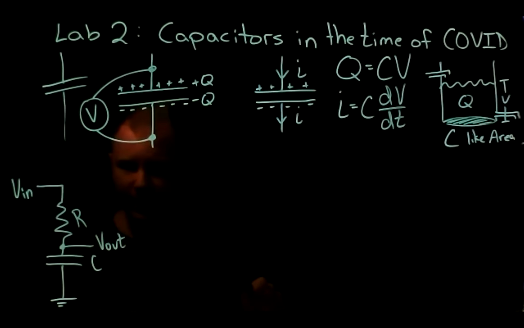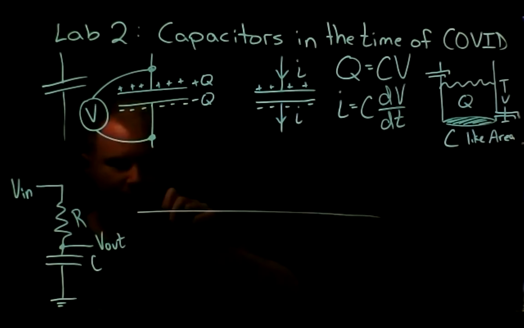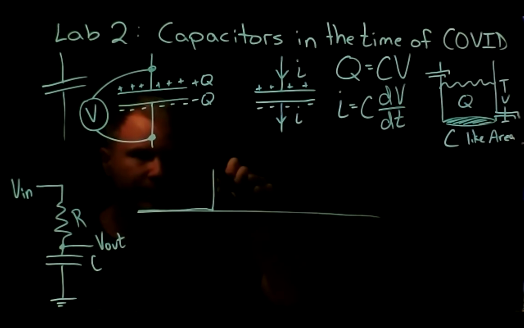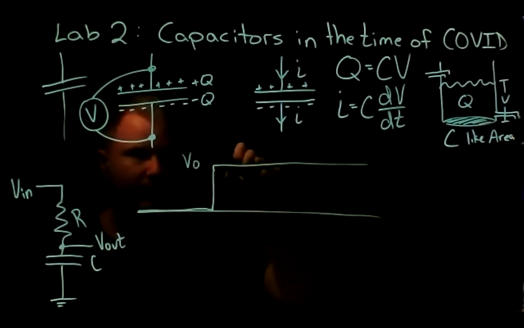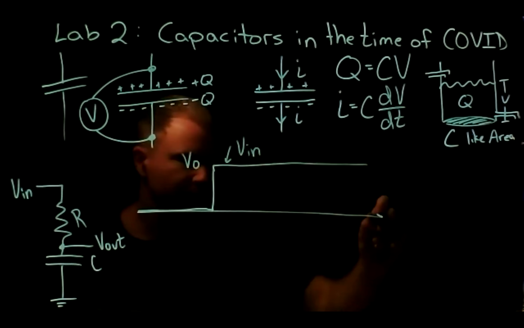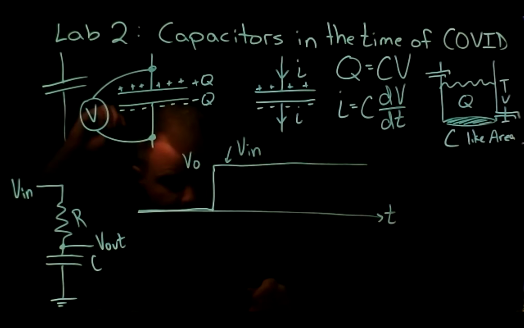Now let's imagine that the capacitor starts out empty and our V in is going to look like this. It's going to look like 0 volts for a while, and then we'll do a step where it goes up to some V naught, say. And this is V in as a function of time. And let's calculate what V out is as a function of time.